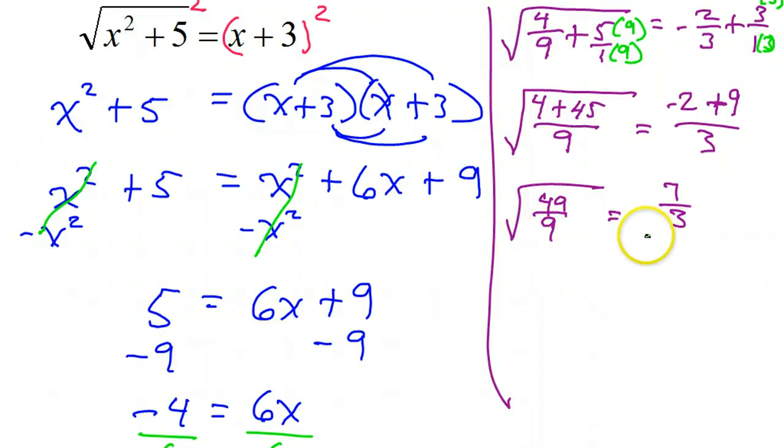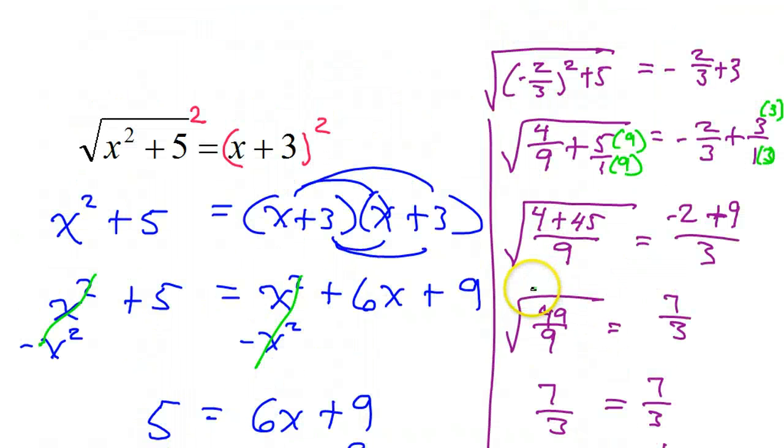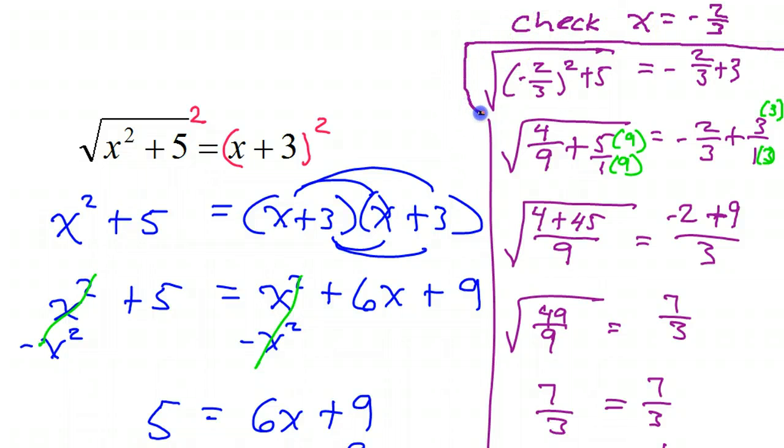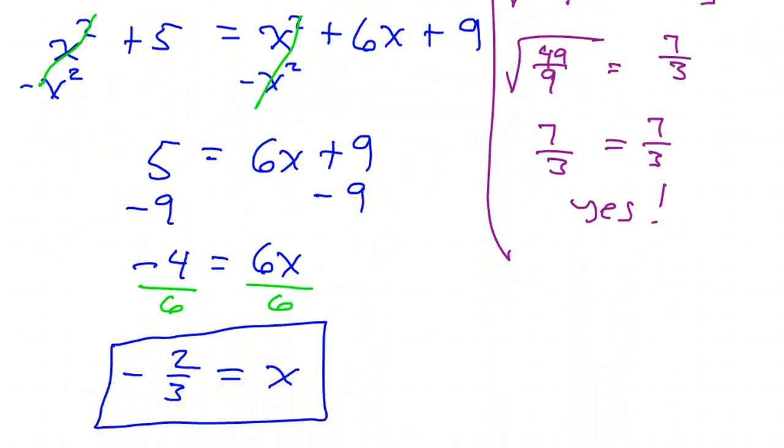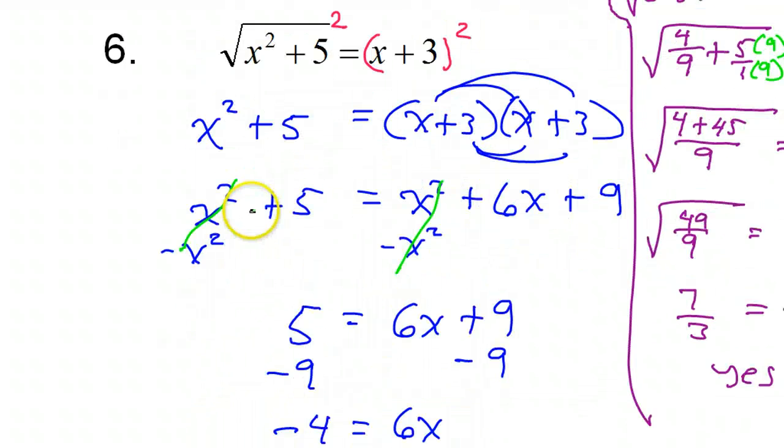Interesting. Are these equal to each other? Well, let's keep going. As we simplify on the left side here, the square root of 49 is 7, and the square root of 9 is 3. So we have 7 over 3 equals 7 over 3. So that does work out. That was my check. x equals negative 2/3 did check out just fine. So that means negative 2/3 is the solution to problem number 6.